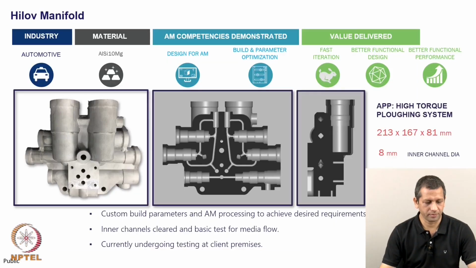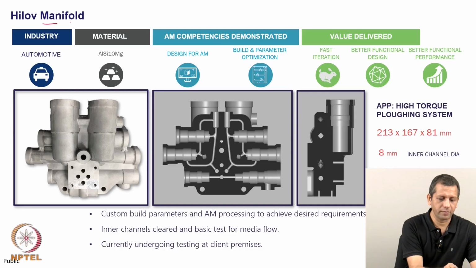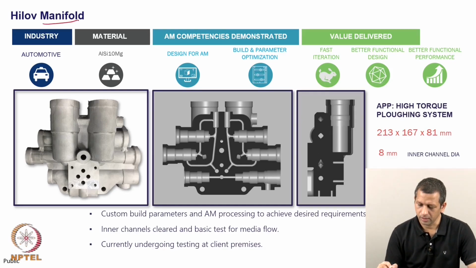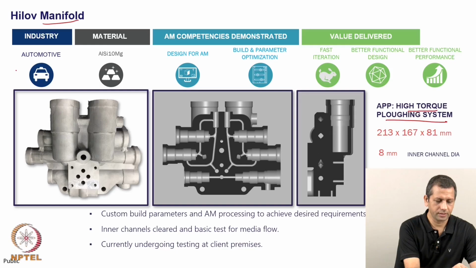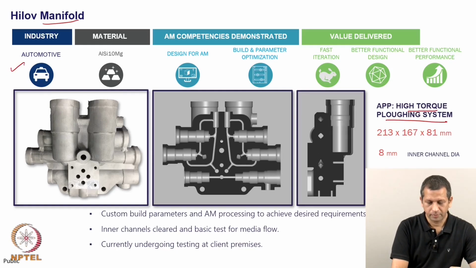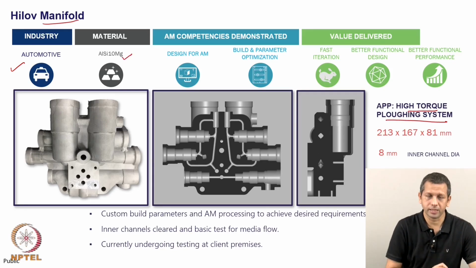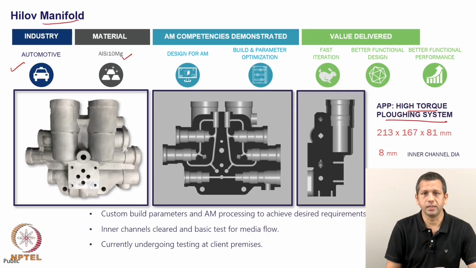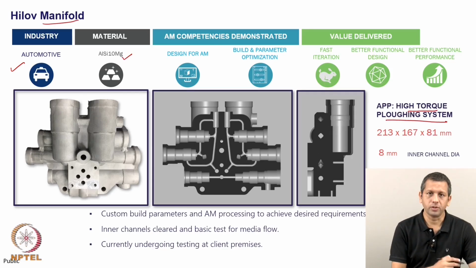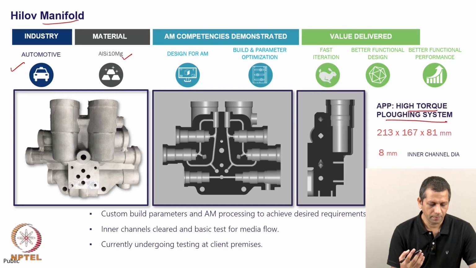The first example that we have here is of a hydraulic manifold. This is a component which is used in high torque ploughing systems. As you have seen, it is an example of additive manufacturing in the automotive domain. The material that has been used for this application is aluminum silicon tin magnesium alloy, which is originally a cast alloy, and since the original part was made using this alloy, in additive manufacturing also a powder of similar composition is used.